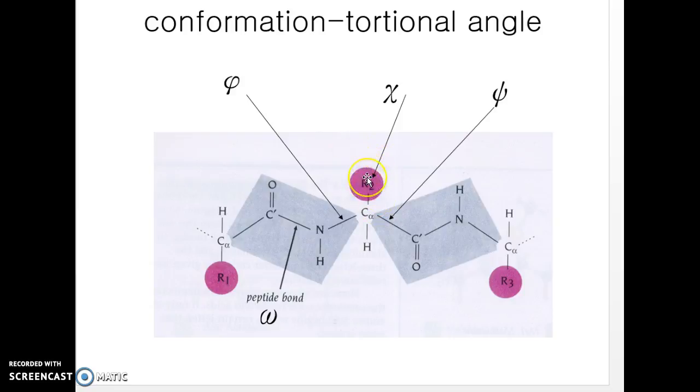Similarly, we could differentiate different conformational structures in side chain by using chi. We might see the example of chi later this class, this chapter.